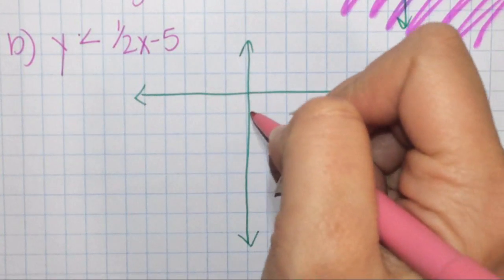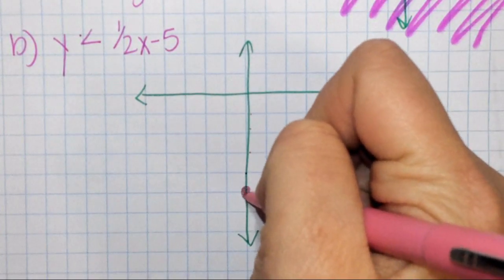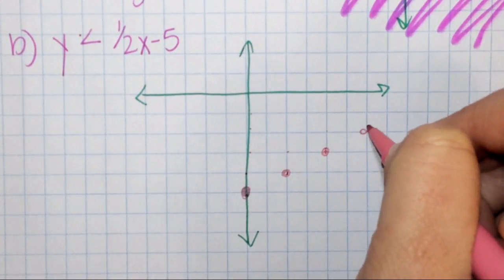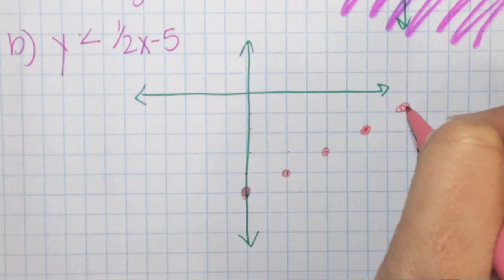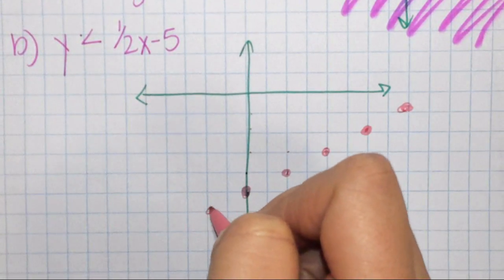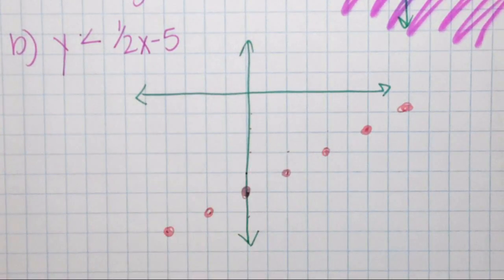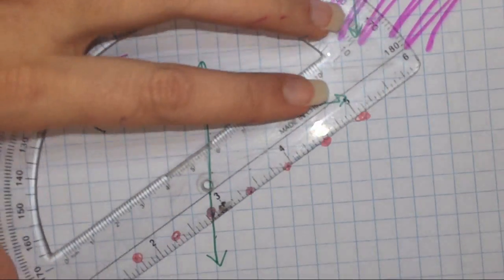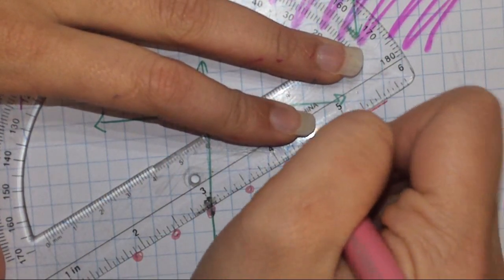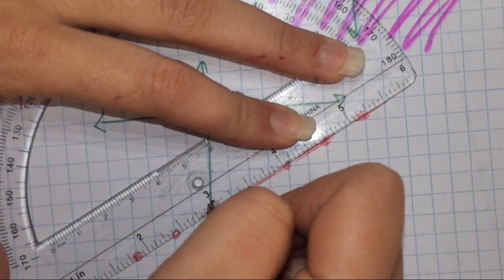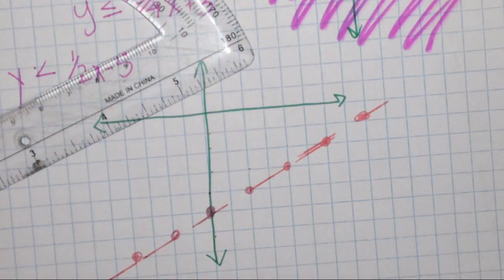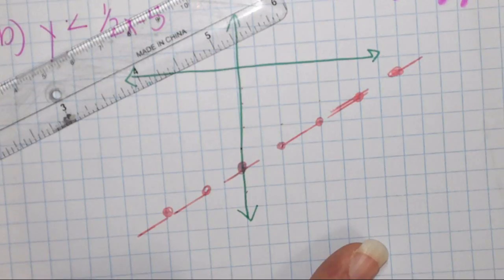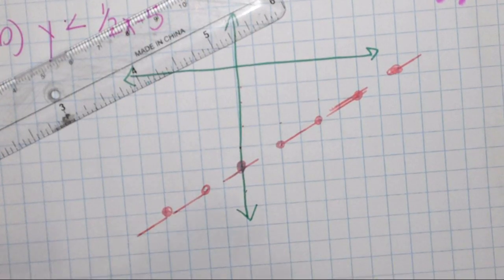Alright, so what do I do first? Oh, you gotta go down to negative five. And then up one, right two, and then up one, right two, and then up one, right two. And if I'm out of room, I go the other way. Alright, solid or dash? Doesn't matter how you dash it, as long as you tell it dash. Right? Yes. So, do I shade above or below?